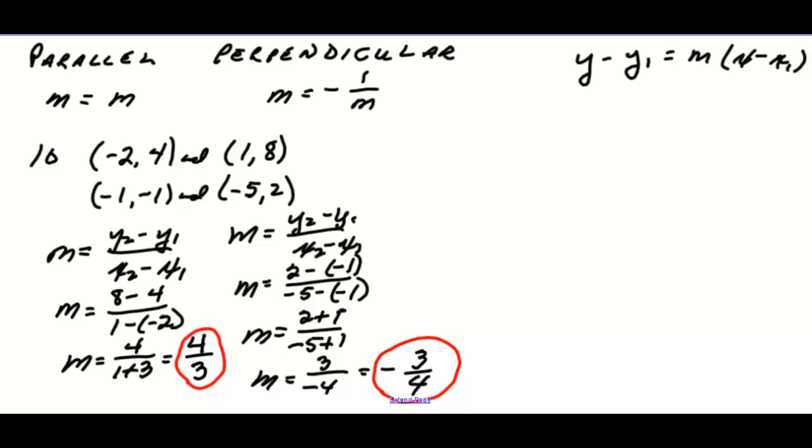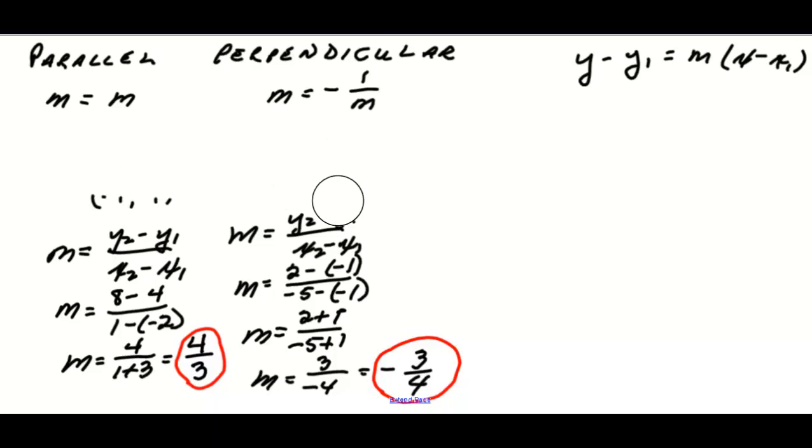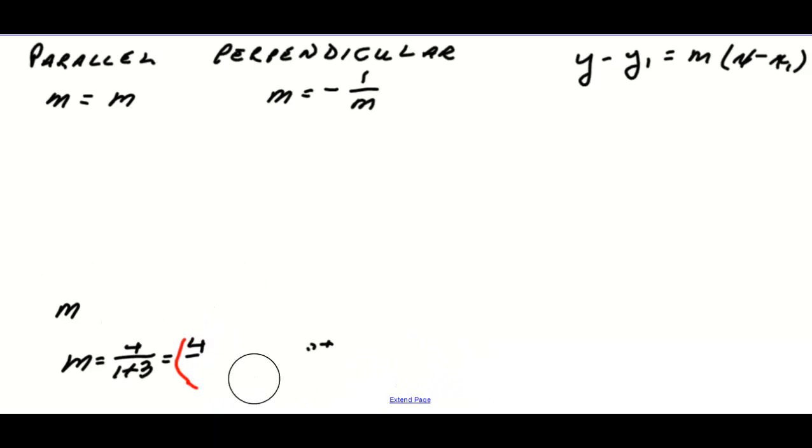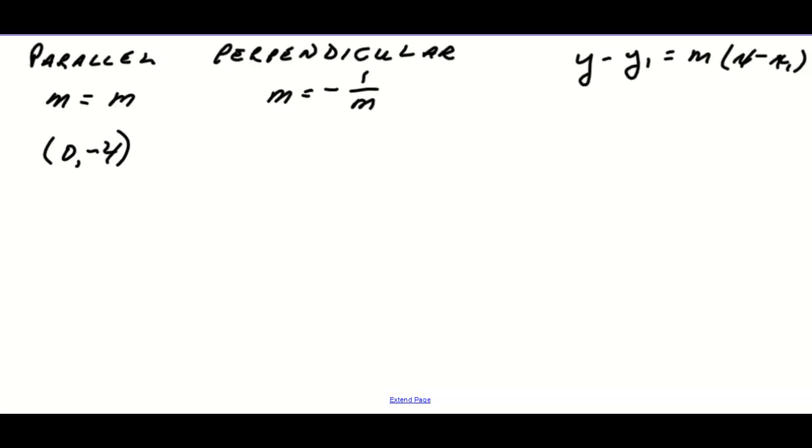We need to figure out how we solve problems where we have a point and a slope. And in the book, on page, I think it's 510, it gives you this formula that I have written down here: y minus y1 equals m times x minus x1. That's the formula in the upper right hand corner. So let's take a look at number 16, where we have the point 0, negative 4, and we have a slope of negative 2.